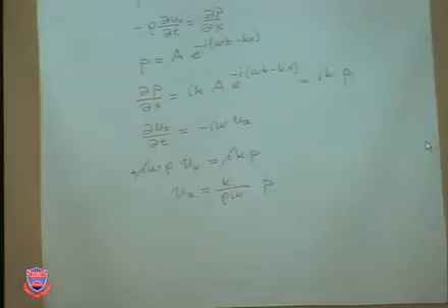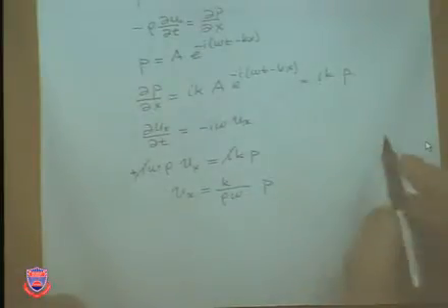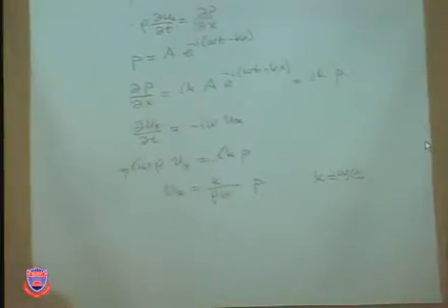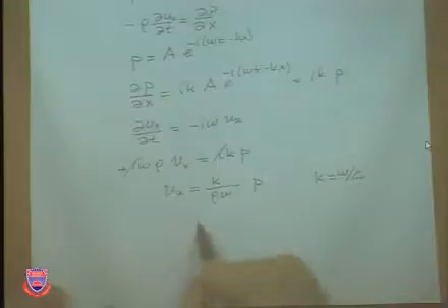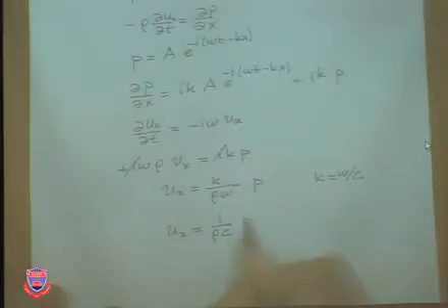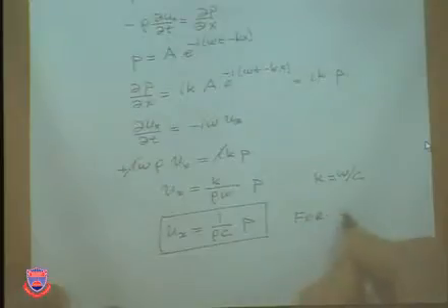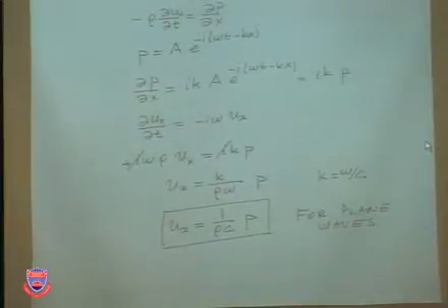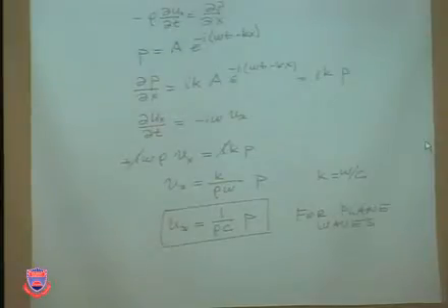can we simplify this further? Of course. Remember, wave number is radial frequency divided by the speed of sound. So what we have is, but this simplification is true only for plane waves. Pressure and particle velocity are related through a product of density and speed of sound.